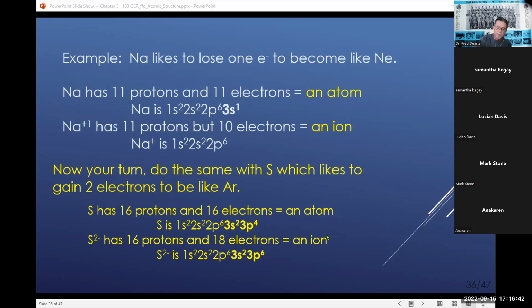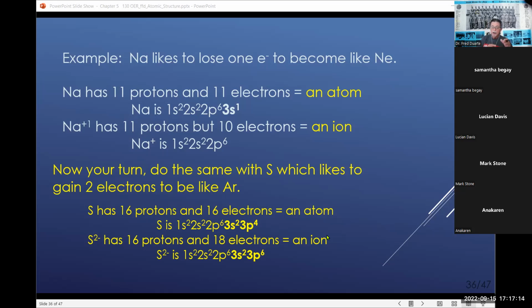So in doing so, it now has a charge. And not only does it have a charge, we also changed the name to sulfide. It went from sulfur to sulfide. The valence electron configuration is now 3s2, but now it's 3p6, and the name has changed to sulfide as the ion.